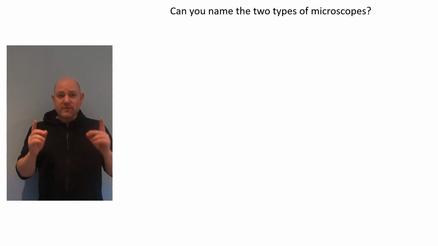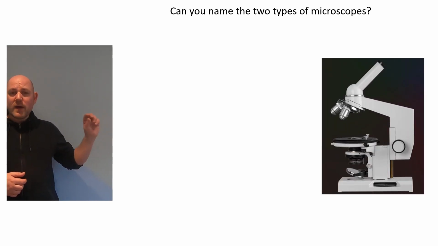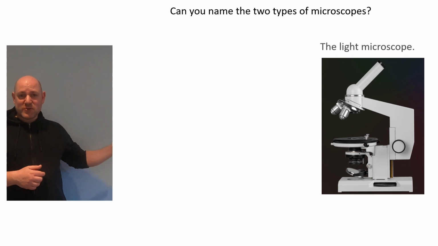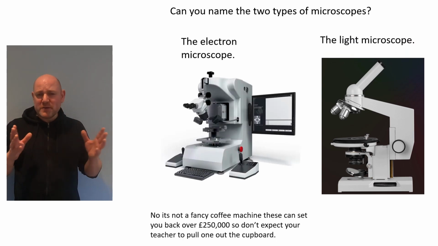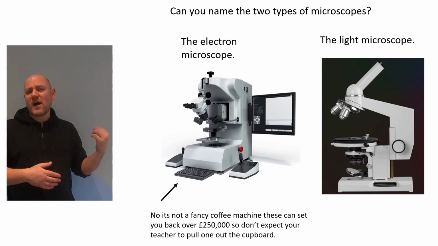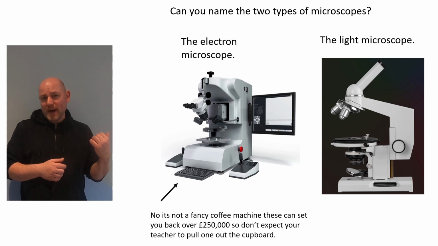Microscopes. So there are two types of microscopes. We have the light microscope and we also have the electron microscope. So these can both be used to view cells. You probably won't find the electron microscope in your school. It's too expensive. It costs £250,000.